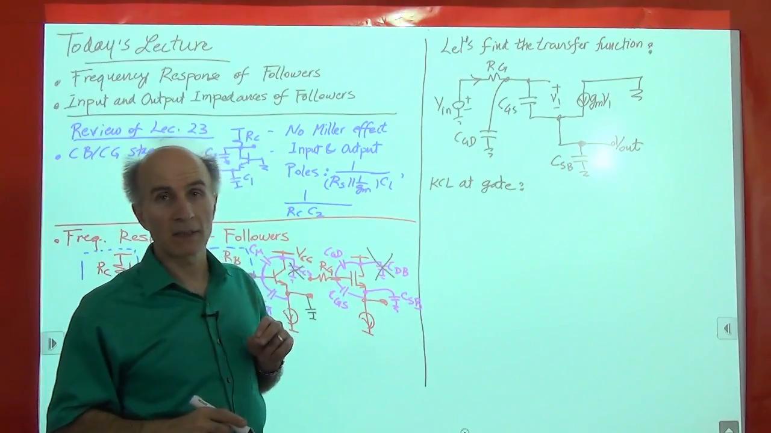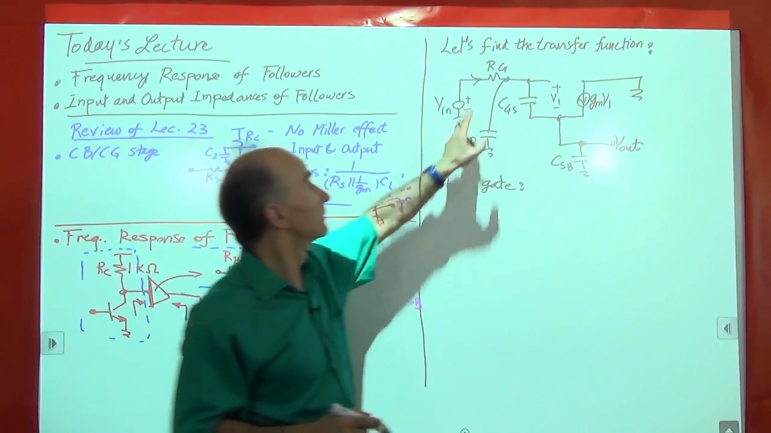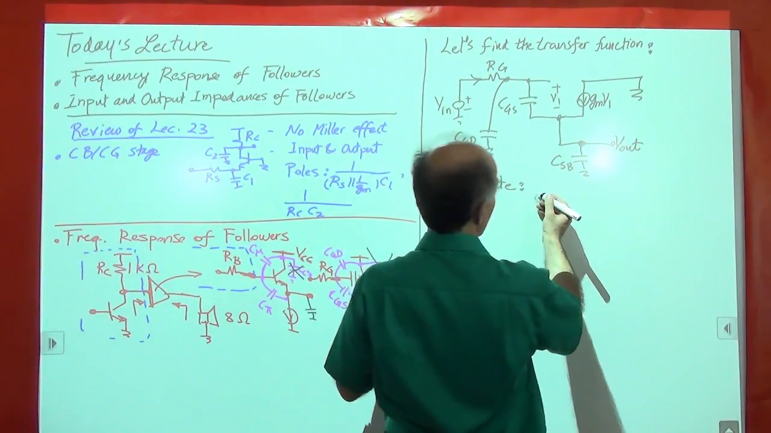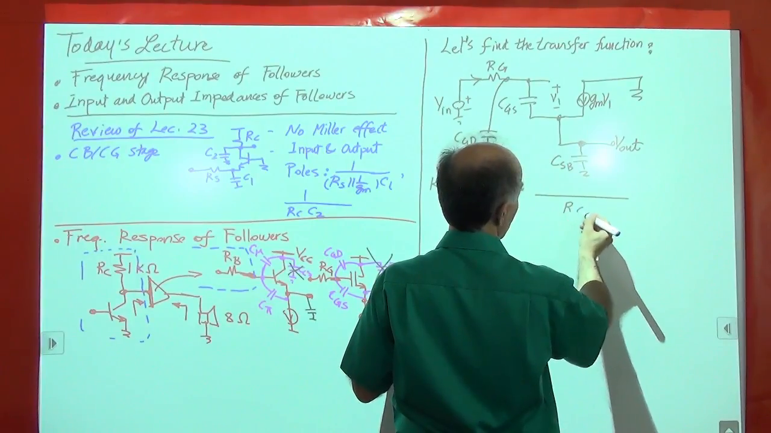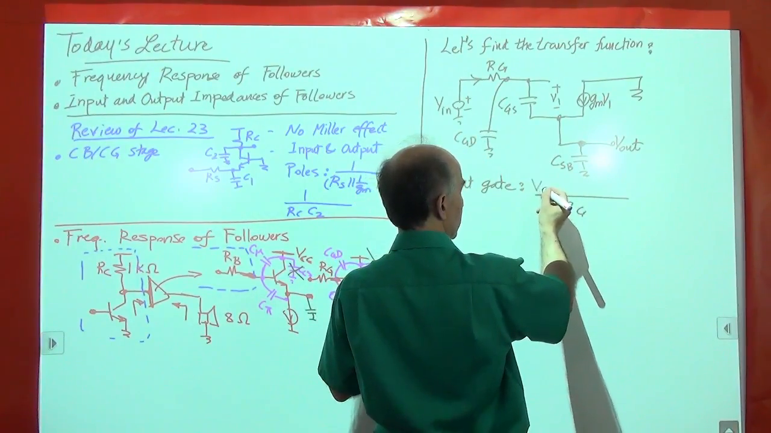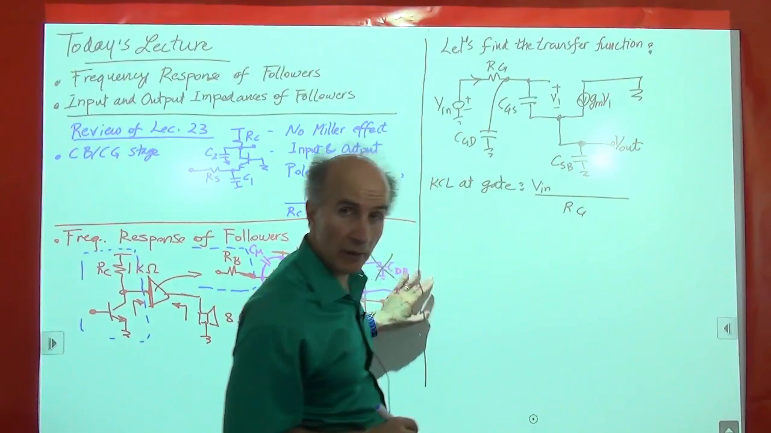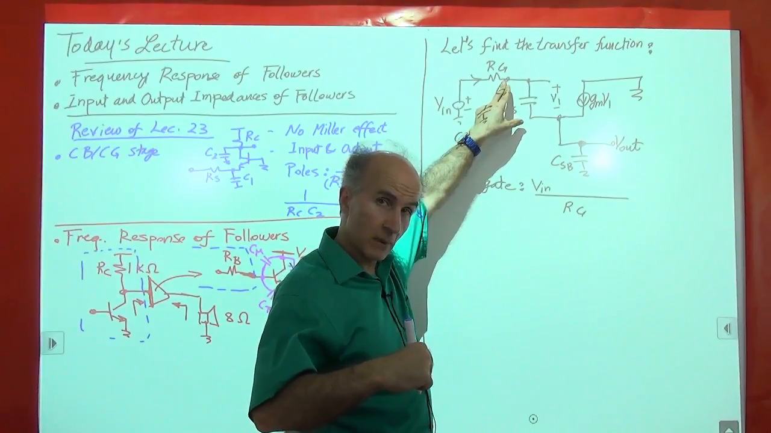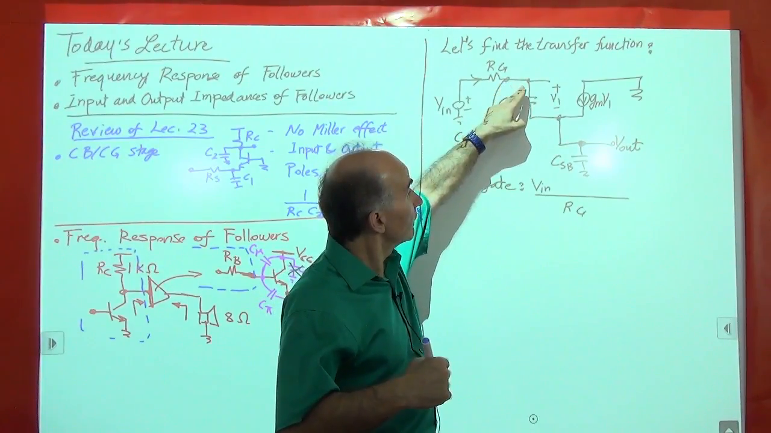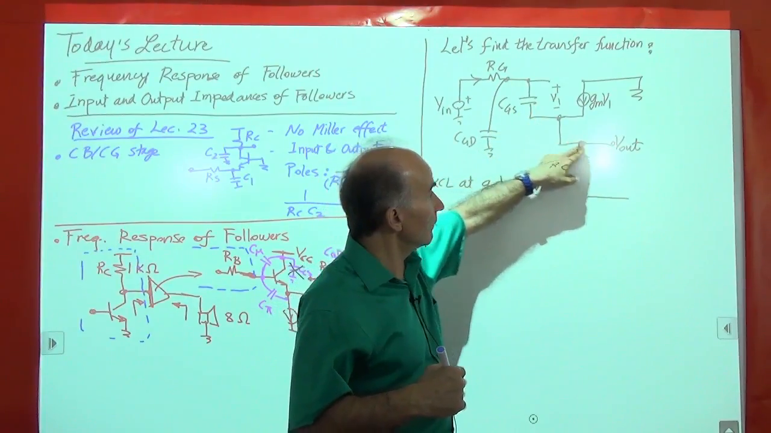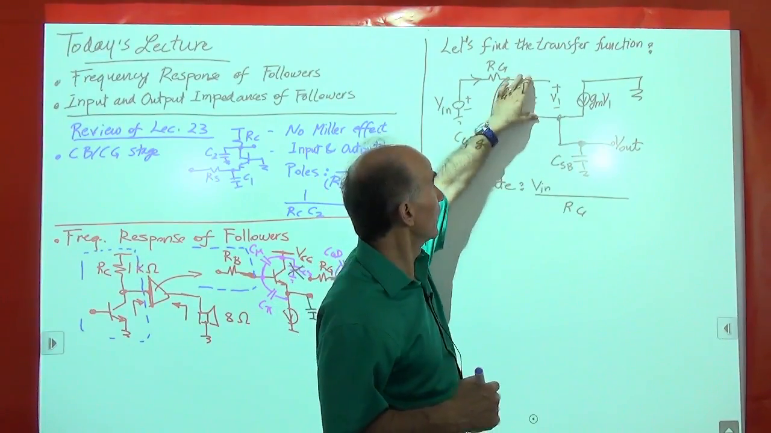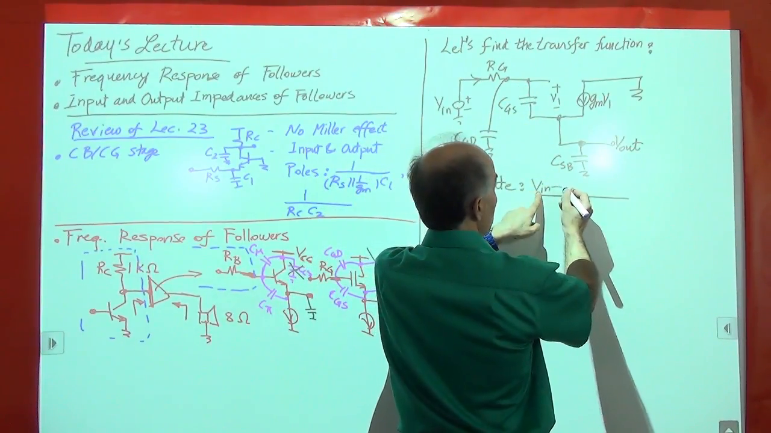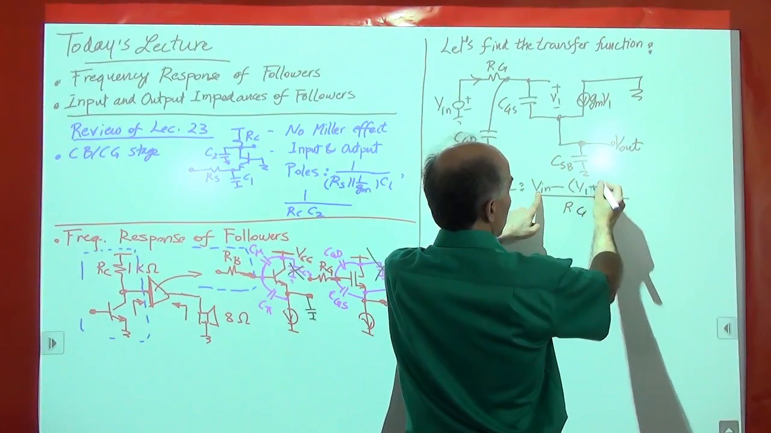The current through RG is given by the voltage on the left minus the voltage on the right, divided by RG. The voltage on the left is Vin. How much is the voltage on the right terminal of RG with respect to ground? Well, I have V1 and then Vout, right? So Vout plus V1 is the voltage from here to ground. So this Vin should read minus V1 plus Vout.